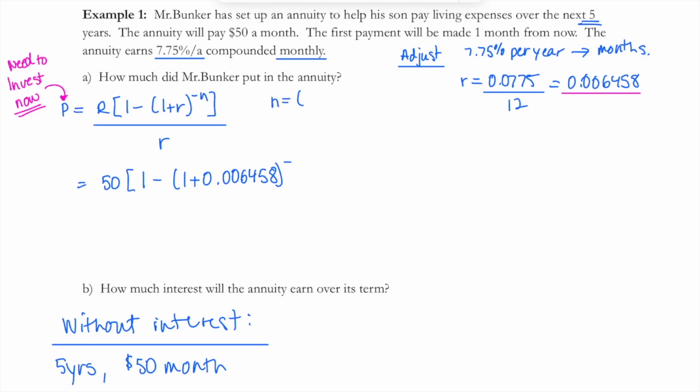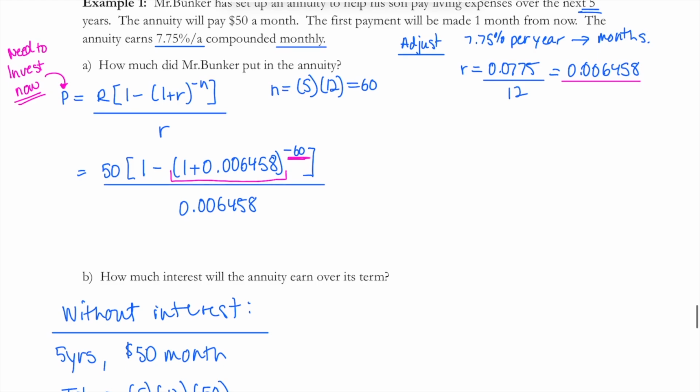N will be 5 years times 12, which is 60. We already had it a bit lower. Okay, over R. Now, this is a pretty ugly looking thing, but you have to remember when you put this in your calculator that this negative 60 only impacts what's in that underlined bracket. Okay, the 1 and the minus, those are floating outside.